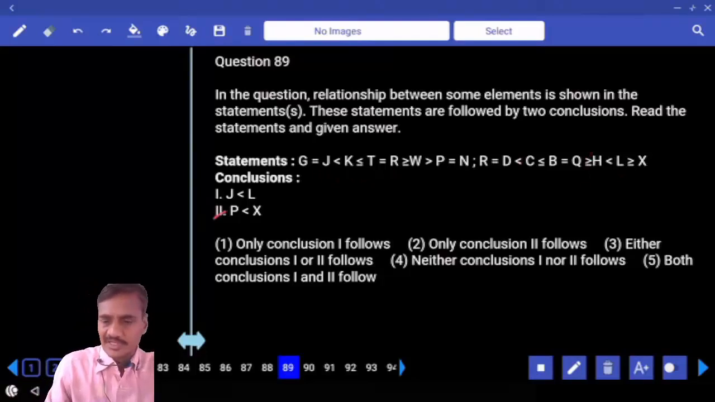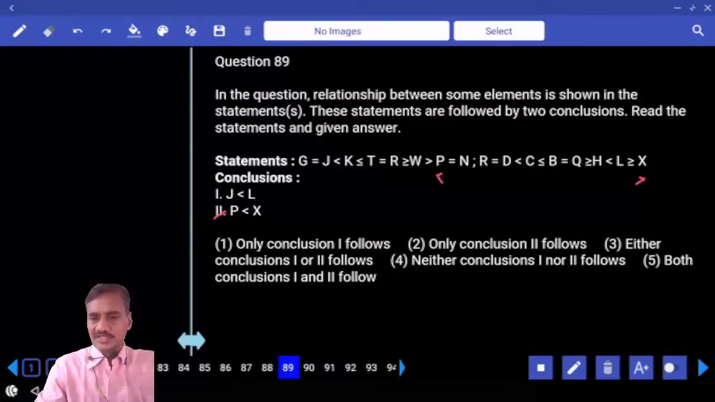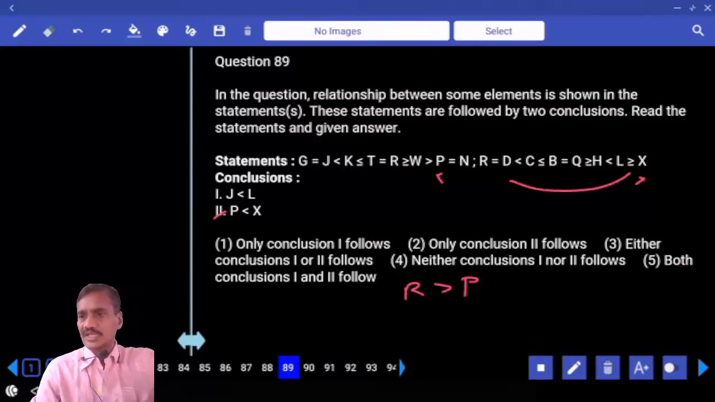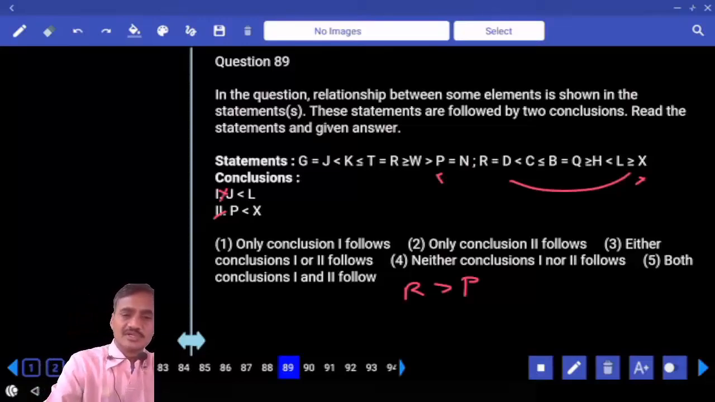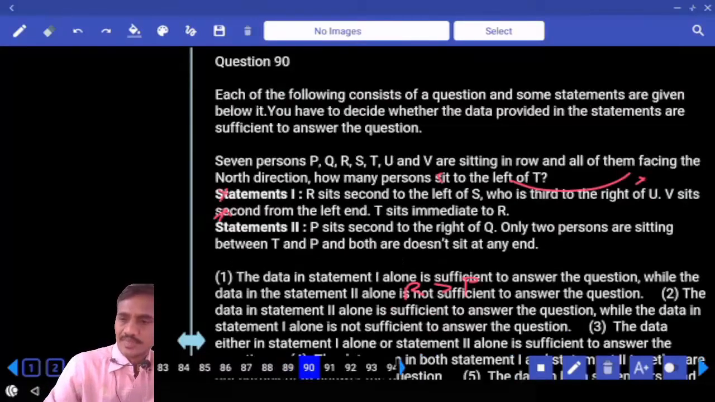The next one, P and X. Now P and X, P is here, X is here. Again which element is common? R is common. R greater than P, and at the same time R and X again two opposite symbols, isn't it? Hence no relation can be drawn, neither 1 nor 2, choice 4, question number 89.